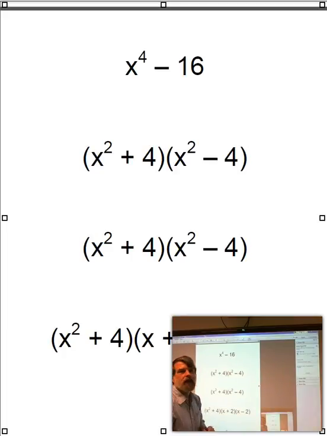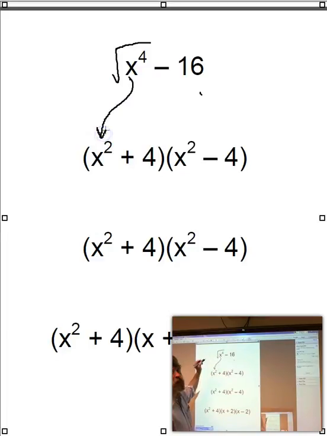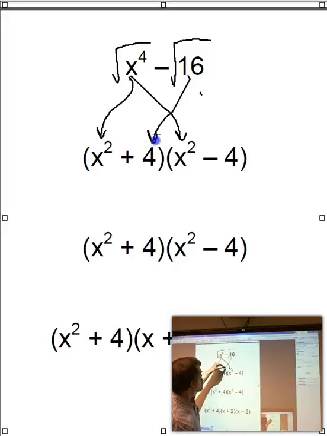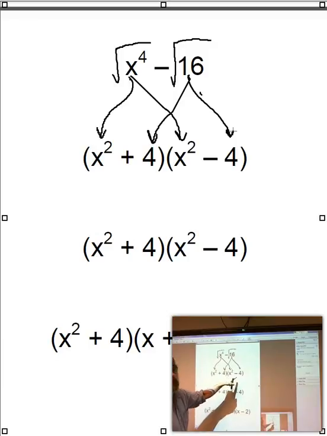Doing a more complicated difference of squares. Each of these terms is a square. Start by taking the square root of the first term. X squared becomes the first term of each of the factors. Take the square root of the second term. 4 becomes the second term of each of the factors. Okay? Now we're looking at x squared plus 4 and x squared minus 4.